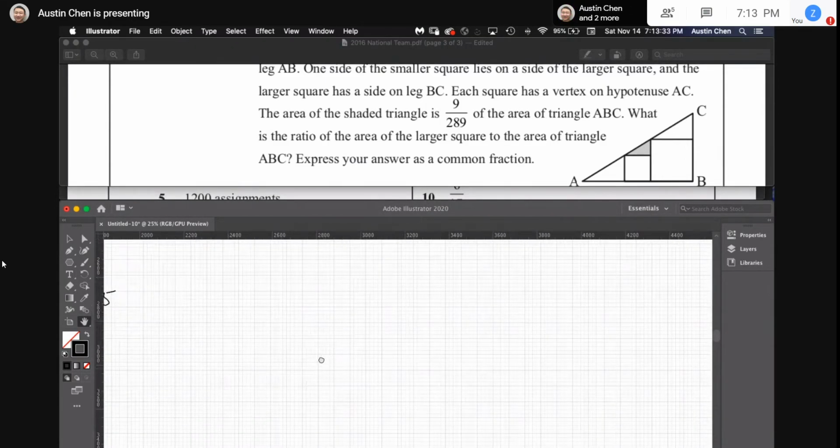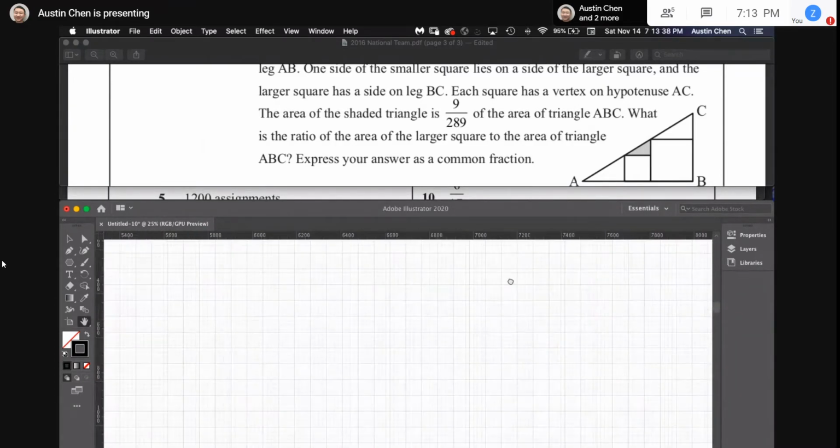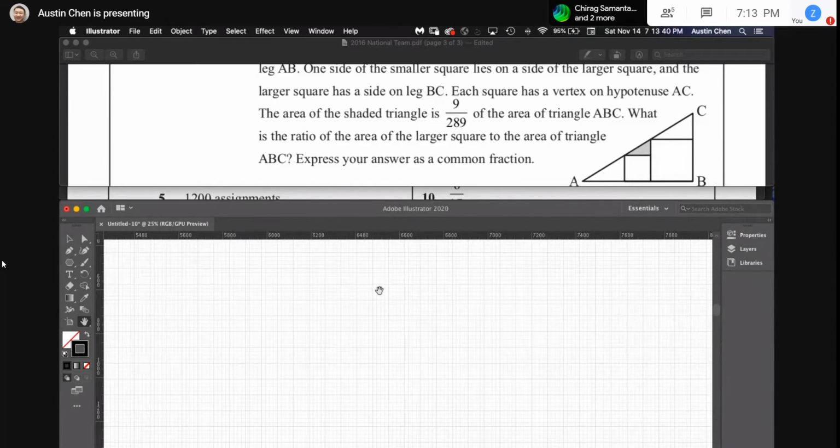All right. So where can we start? We can start by noticing that we have a lot of similar triangles here, right? ABC is a right triangle, and okay, let me just draw the figure.